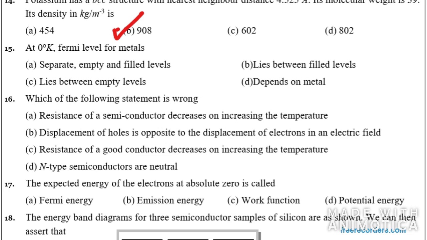They are asking for metals. So the answer for this will be: they are separated, they are empty and filled levels. So the right option is A.